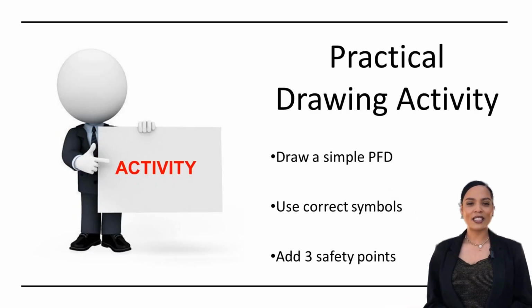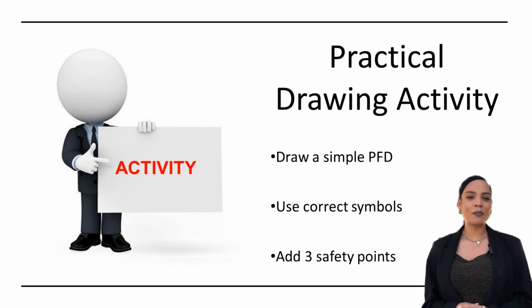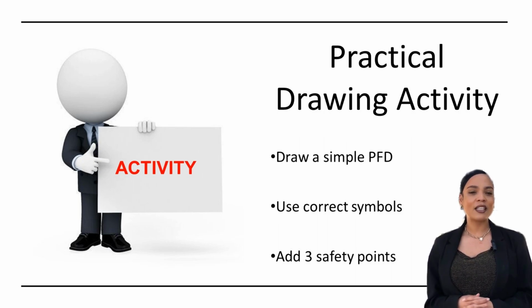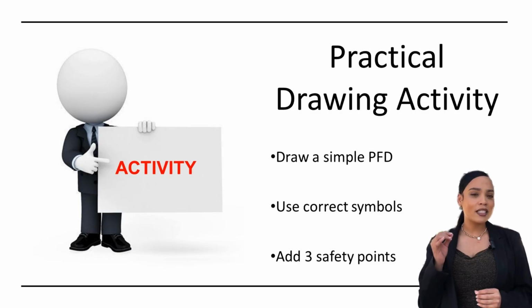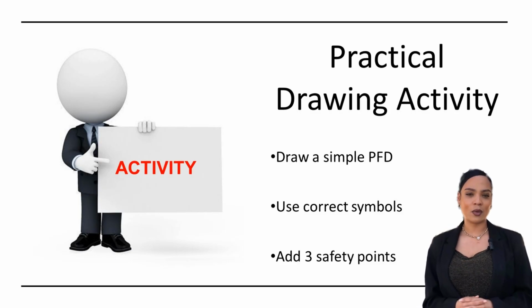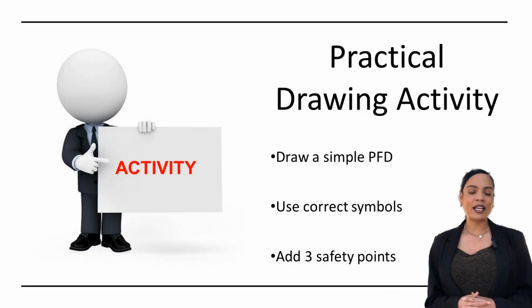Individually or in pairs, create a simple process flow diagram for a product, such as water bottling, bread baking, or a packaging line. Include at least input, process steps, outputs, symbols for equipment, flow arrows, and 3 safety control points. Activity. Your facilitator circulates to assist, ensuring correct use of symbols and clear flow direction. Collect drawings as formative evidence.